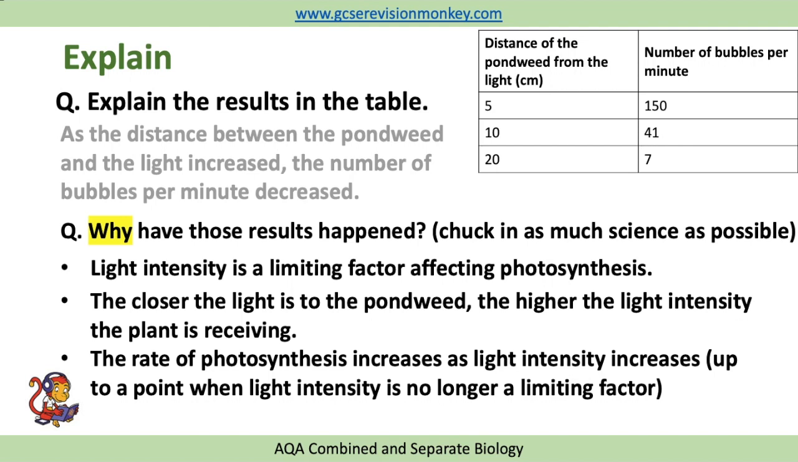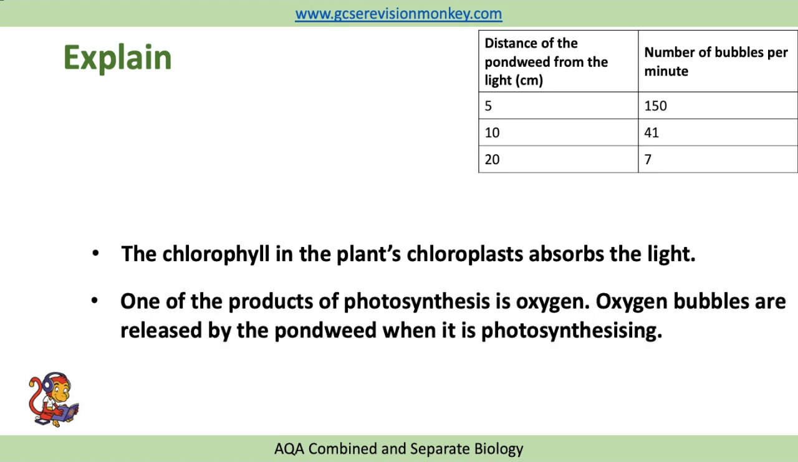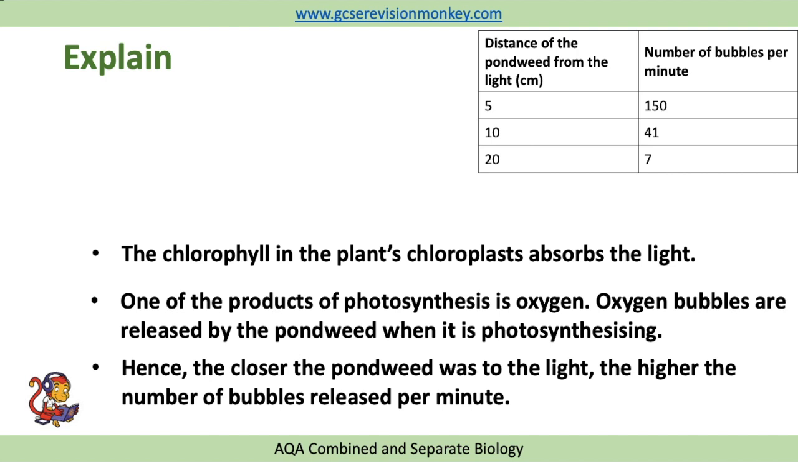And you might increase your explanation further by writing about the chlorophyll absorbing the light, and one of the products of photosynthesis is oxygen, and oxygen bubbles are released by the pondweed when it's photosynthesizing. Hence, the closer the pondweed, the higher the number of bubbles released per minute. So explain questions are often quite a few marks, so bullet point lots of scientific facts which explain why the results are what they are.